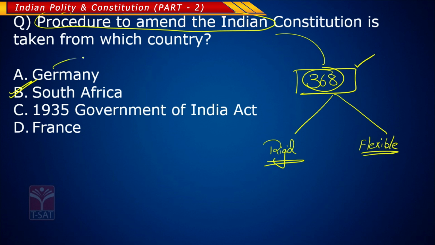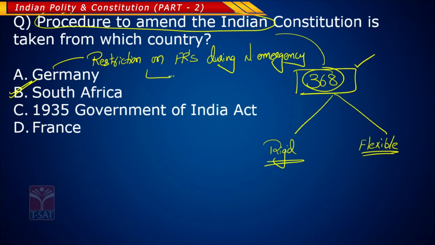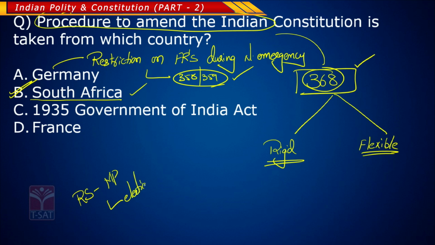What have we taken from Germany? Restrictions on fundamental rights during national emergency, Article 358, 359. So there are restrictions of fundamental rights during national emergency. From South Africa, we have taken the procedure to amend the Constitution of India, and also the Rajya Sabha MP election process.